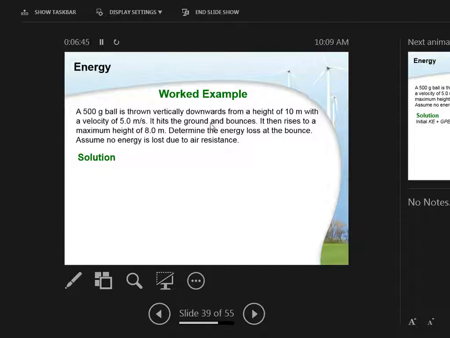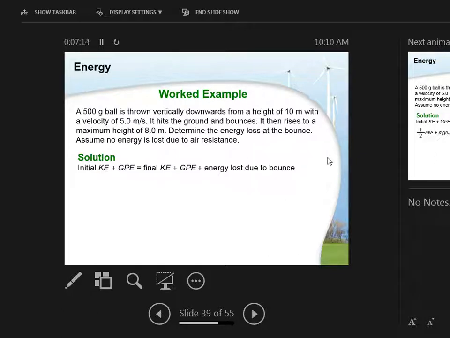Okay, so now we have a ball that is thrown downwards. What type of energy are we supplying it with? Kinetic energy. And at the same time, it also has gravitational potential energy because it's quite high. So it hits the floor and then it bounces, rises to a maximum height of 8 meters. Is this higher or lower than the original? It's lower, it's still lower. So determine the energy loss at the bounce.